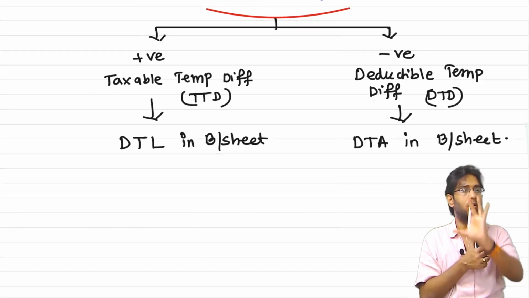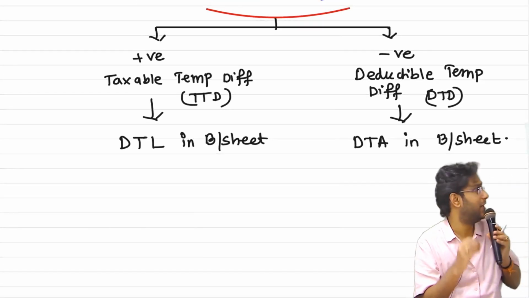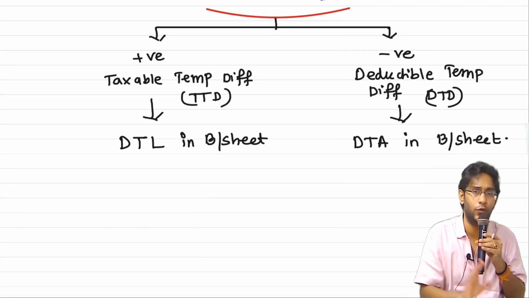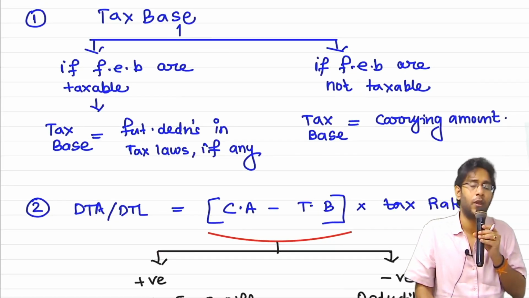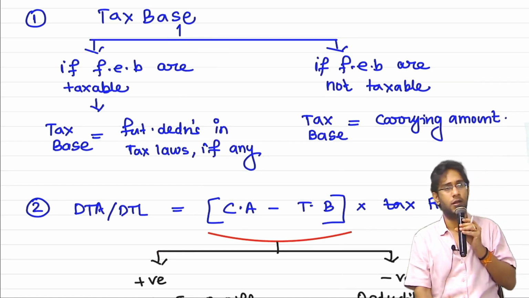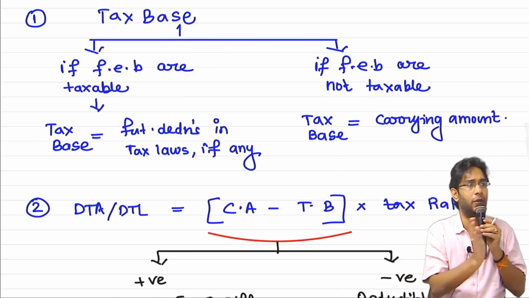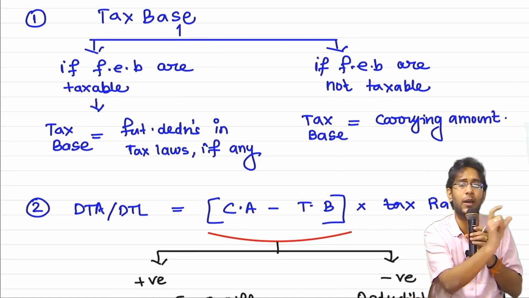So this is the overall structure of assets. Let it be any asset, this is what you are going to apply. Now coming to logic quickly. Observe, sir. Tax base has how many models? Future economic benefits (FEB) are taxable, or FEB is not taxable. Once go and think about the second one.